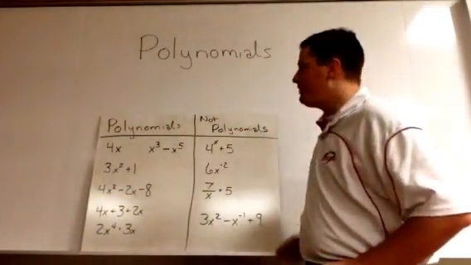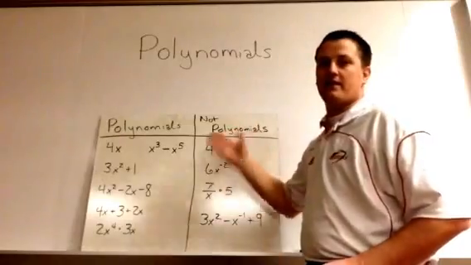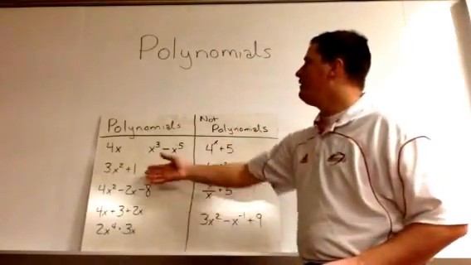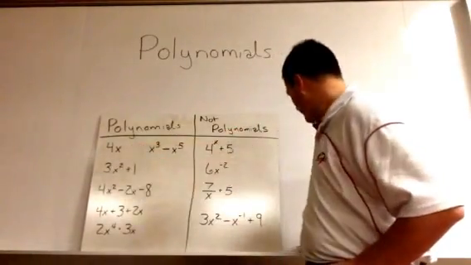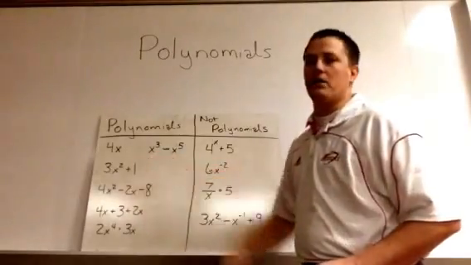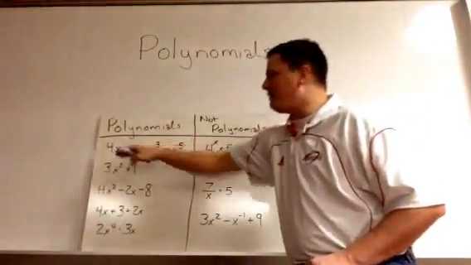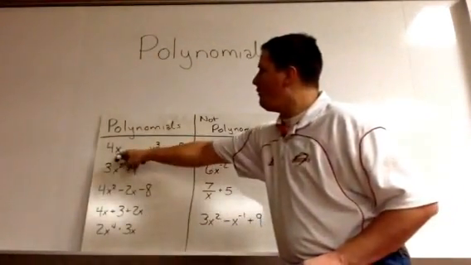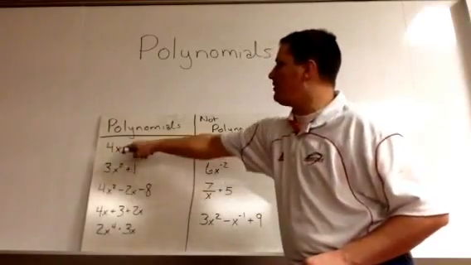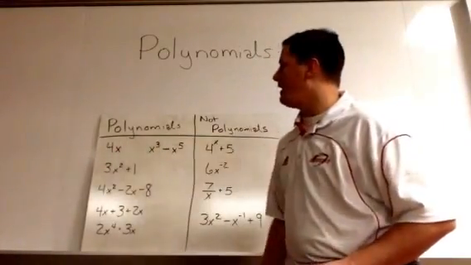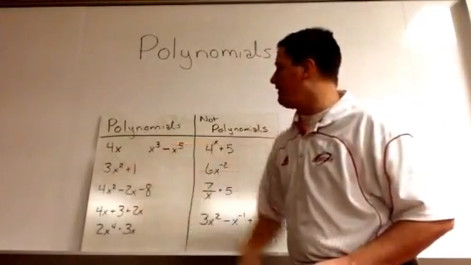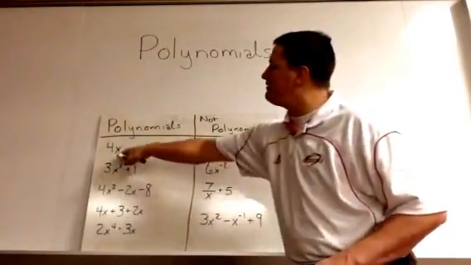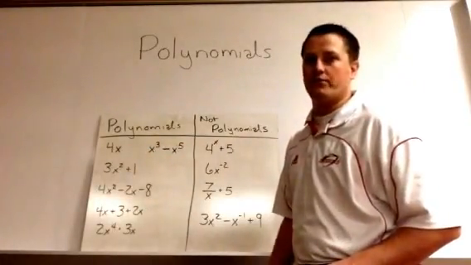Here are some examples of polynomials and things that aren't polynomials. So first we have 4x. This is a polynomial, only multiplication happening in this situation. We have a constant and a variable. The variable has an exponent of 1. Since it's not there, that's an exponent of 1. So this does follow the polynomial rules.